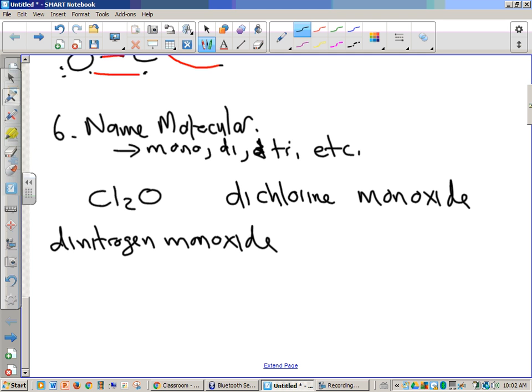What is the formula going to be for dinitrogen monoxide? Yep, what do you got? N2O1, and we don't write the 1. All right?